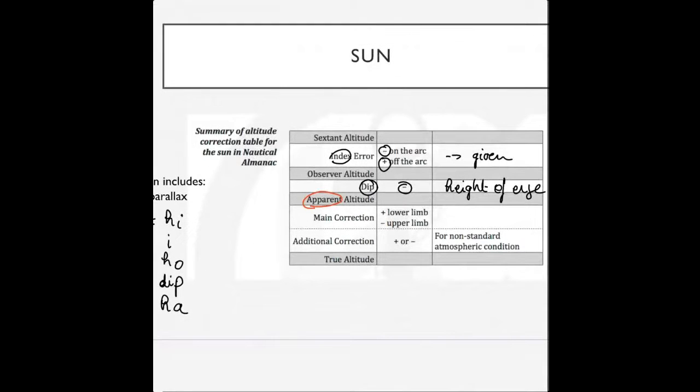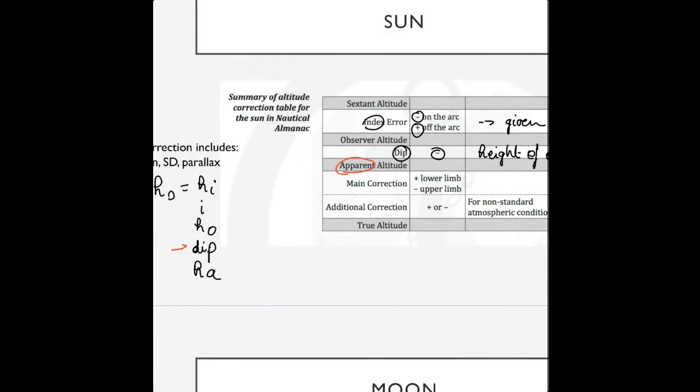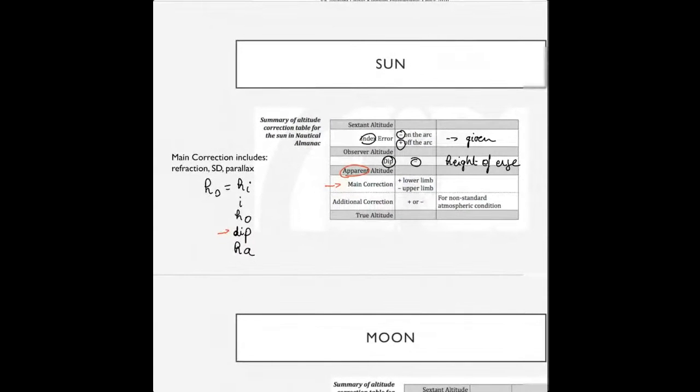If you apply the dip correction to your observed altitude, you obtain the apparent altitude. Then to the apparent altitude, you have to apply the main correction, which is actually an aggregate correction for refraction, semi-diameter, and parallax error. In this main correction, which you can find in the first pages of your nautical almanac, all of these effects are included.